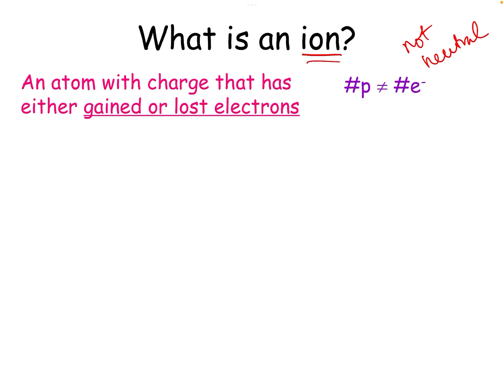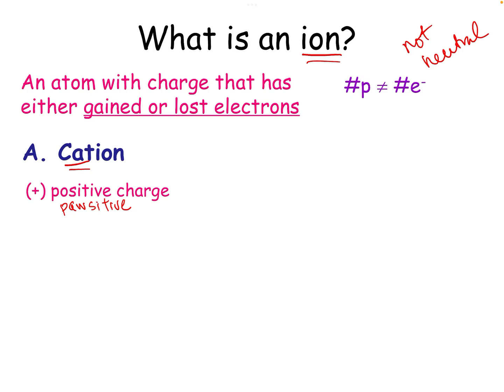So what happens if you have more protons than electrons? There's more positive charge. We're going to call that a cation. And cations are, dare I say, positive. Get it? Cations. It's also got a plus sign right in the middle of the name. So cations are positive, meaning that we've lost electrons.